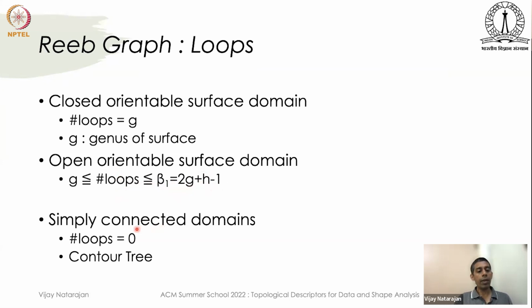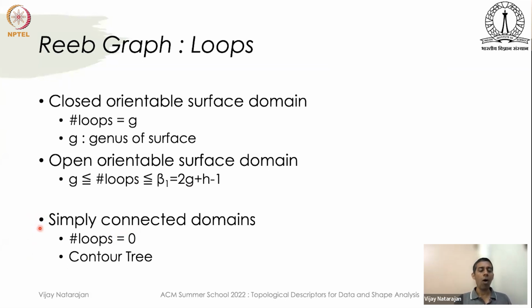So simply connected domains are those domains which are essentially a sphere, no tunnels. In those cases, the number of loops is 0. I actually wanted to essentially derive this particular expression, which is the reason I introduced the notion of loops and so on. Contour trees is the name given to a loop-free Reeb graph. And this is a very special instance and a very popular instance.